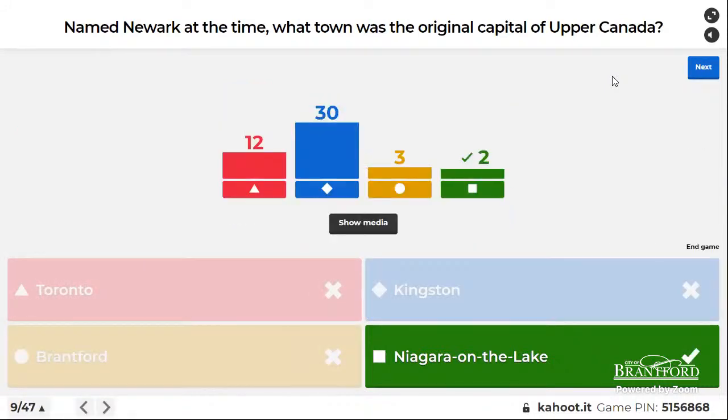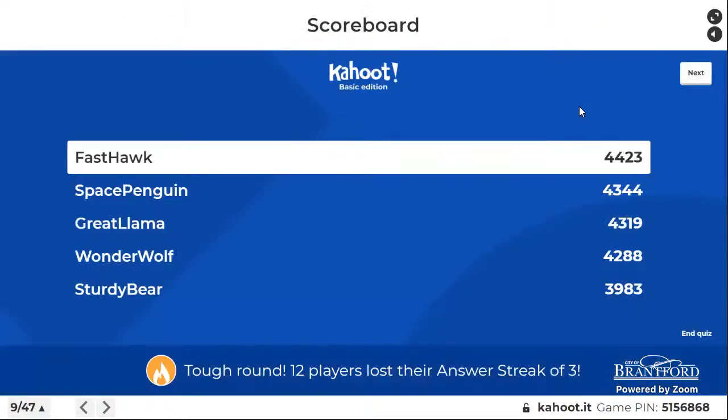All right, time's up. Oh, most people didn't get that correct. It actually was Niagara-on-the-Lake. For the first 5 years, Toronto, formerly called York, was not the capital city. It was 5 years after that that it went to Toronto. So going back to the leaderboard, looks like everything's still the same. So let's head on to the next question.